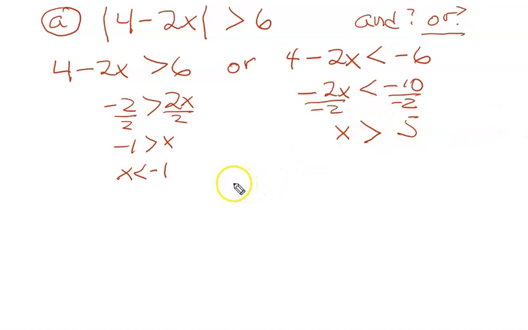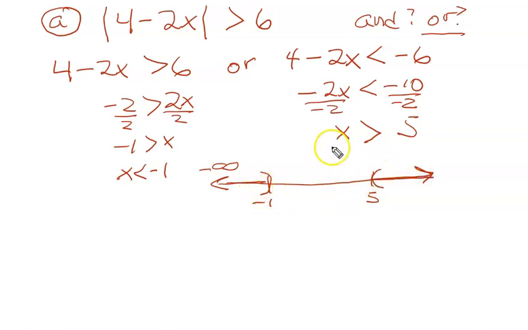All right, let's put this on a number line. There's our negative 1, and there's our 5. Now it says x is less than negative 1. So we're going to use a parenthesis at negative 1, going off to negative infinity. And at 5, we're going to use a parenthesis going off to positive infinity.